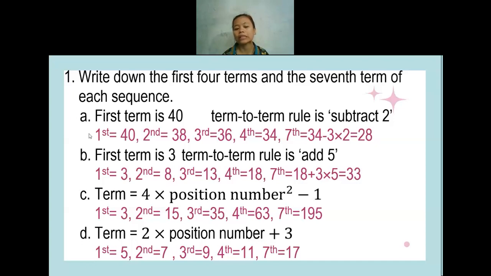write down the first 4 terms and also the 7th term of each sequence. So we already have the first term at question 1A. For the first term, we just directly copy it. The answer will be 40.